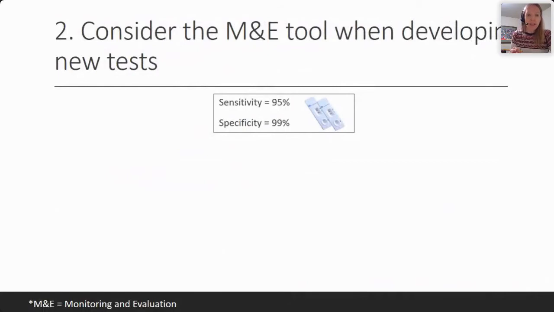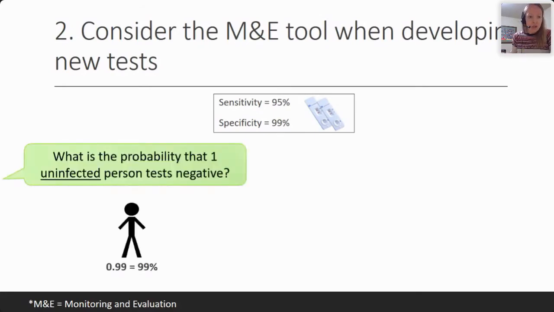So my second point is that we need to consider the monitoring and evaluation tool when developing new tests. To illustrate this, let's take a hypothetical test and suppose it is 95% sensitive and 99% specific. What is the probability that one uninfected person tests negative? This is just the definition of specificity, so it would be 99%.